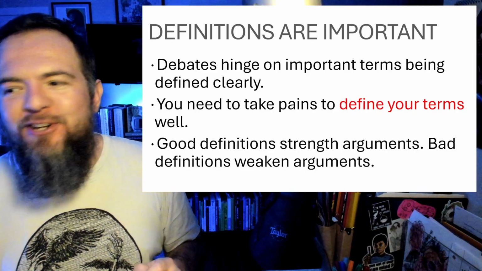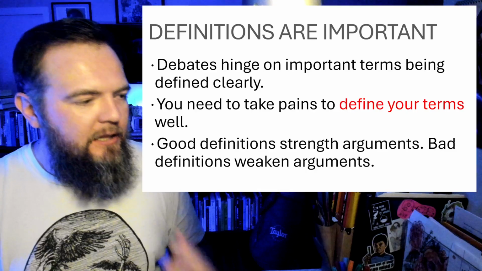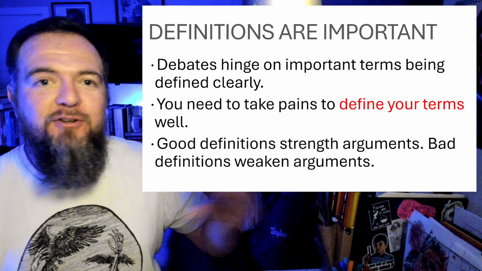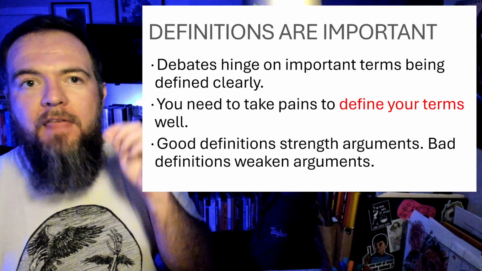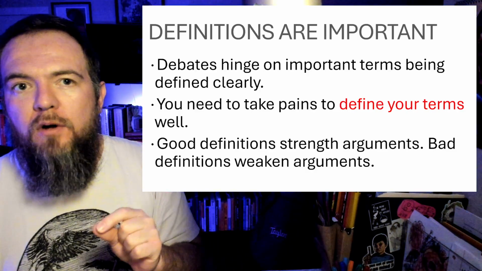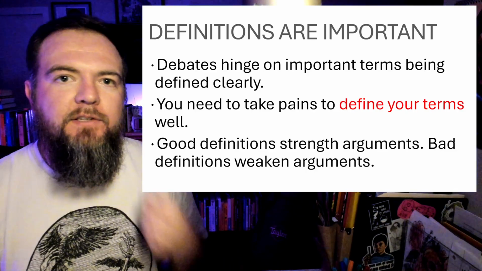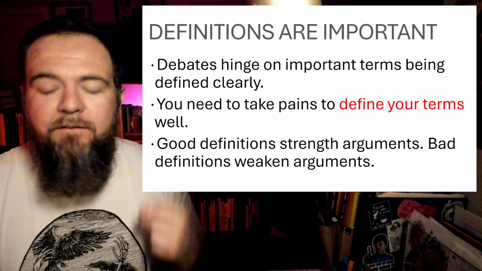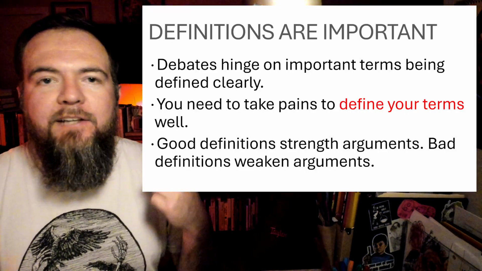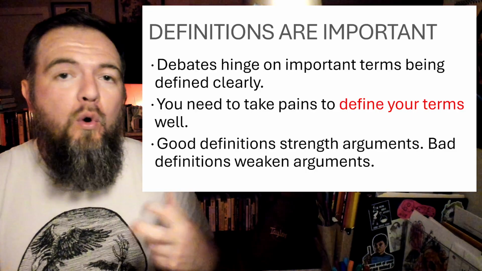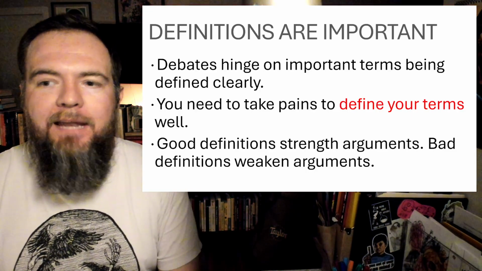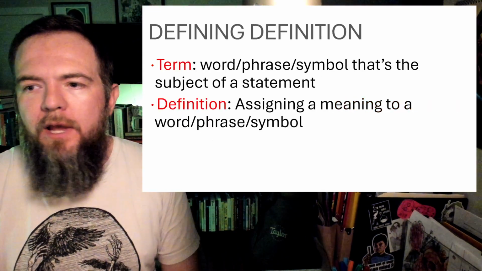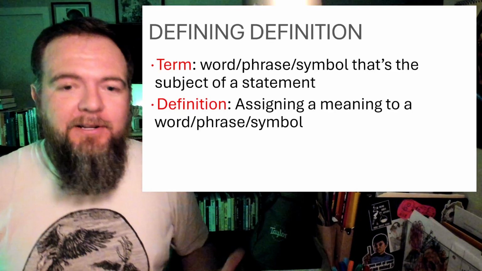Whenever your definition is unclear, or it's ambiguous, or it's vague, or you're equivocating, you're shifting between lots of definitions, that actually makes your argument much, much worse. And any astute audience is going to be able to pick up on that. So definitions are really, really important. And if you don't have good definitions, that is one of the core ways in which an argument can be significantly weakened. Okay, so let's talk about definitions.